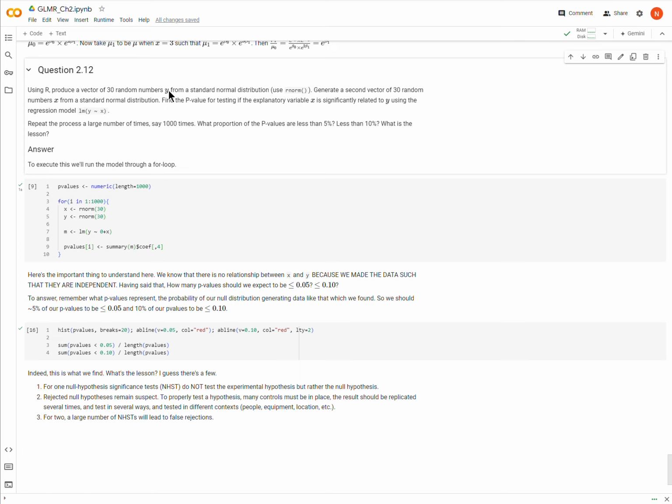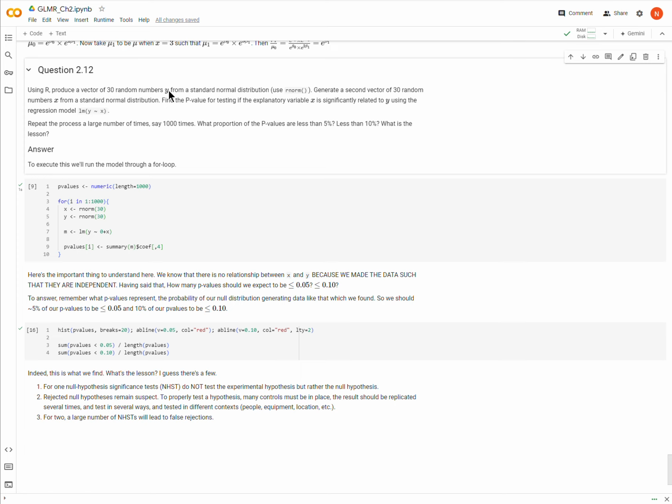And then we are going to regress y onto x and just simply look at the p-value. Now, we're actually going to do this many times, 1,000 times, and we're going to collect the p-value for y on x for each run.